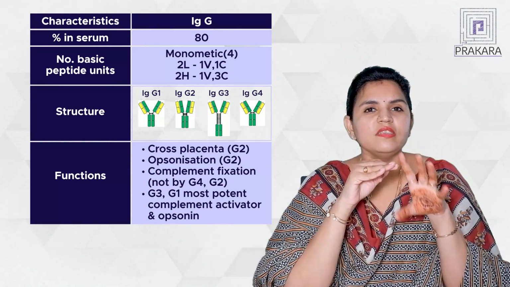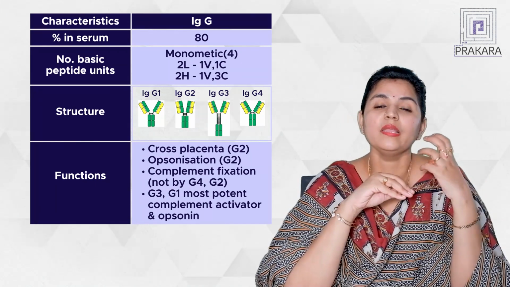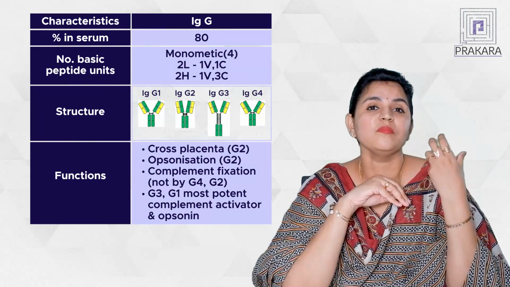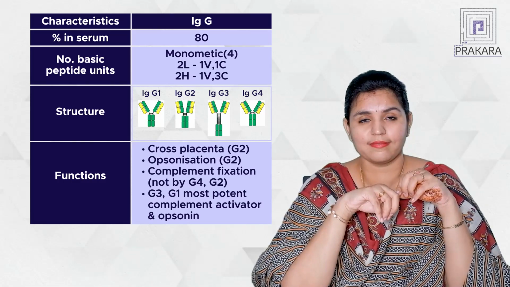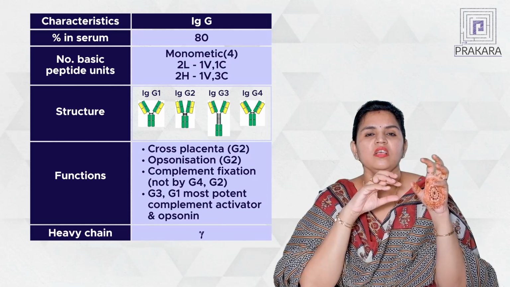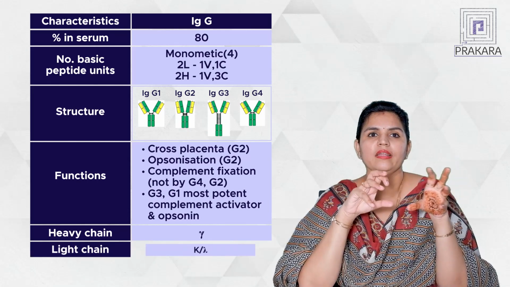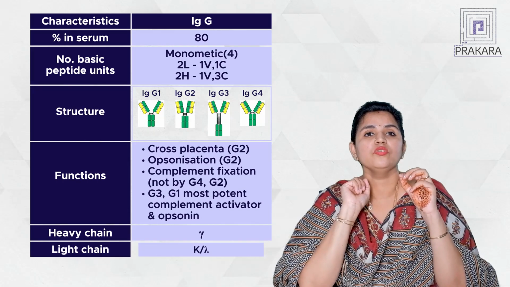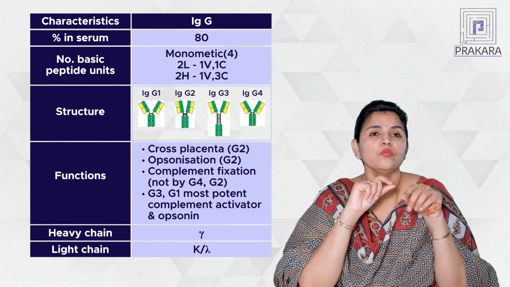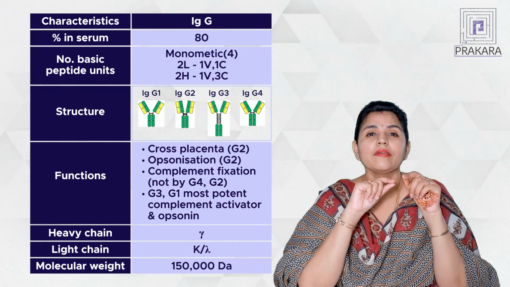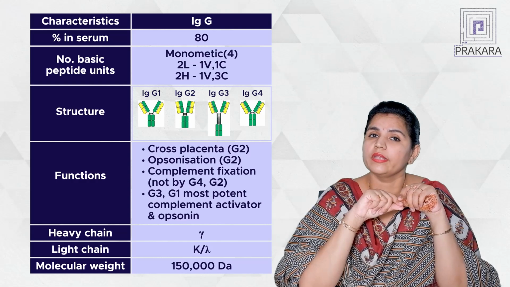And your G1, G3, and G4 classes play an important role as complement system activators, as well as opsonins. They have heavy chain and light chain, with the light chain being kappa as well as lambda. And coming to your G, it is represented as the gamma heavy chain. And coming to the molecular weight, it is 150,000 Daltons.